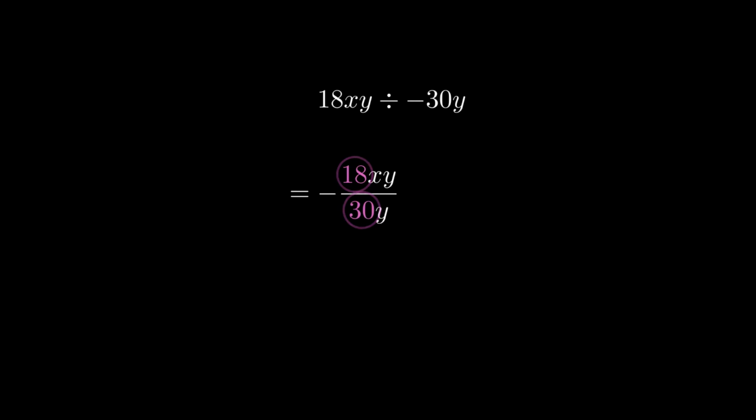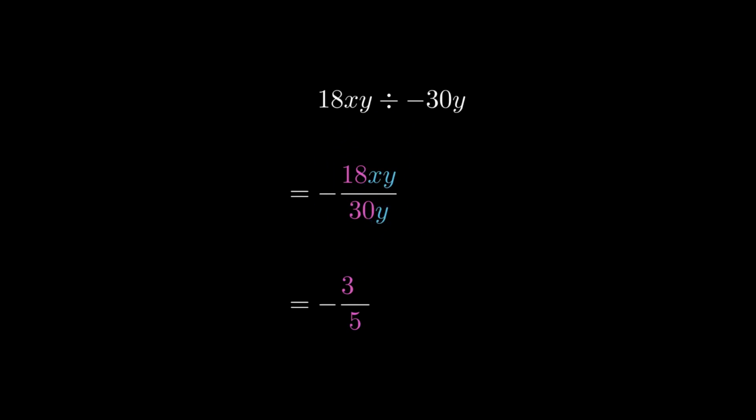So let's sort out the numbers first. Okay, it's just like simplifying. We're thinking what goes into both 18 and 30. Hopefully you recognize that 6 does, so we can divide them both by 6. Upstairs, 18 divided by 6 is 3, and downstairs, 30 divided by 6 is 5. So that's the numbers done.